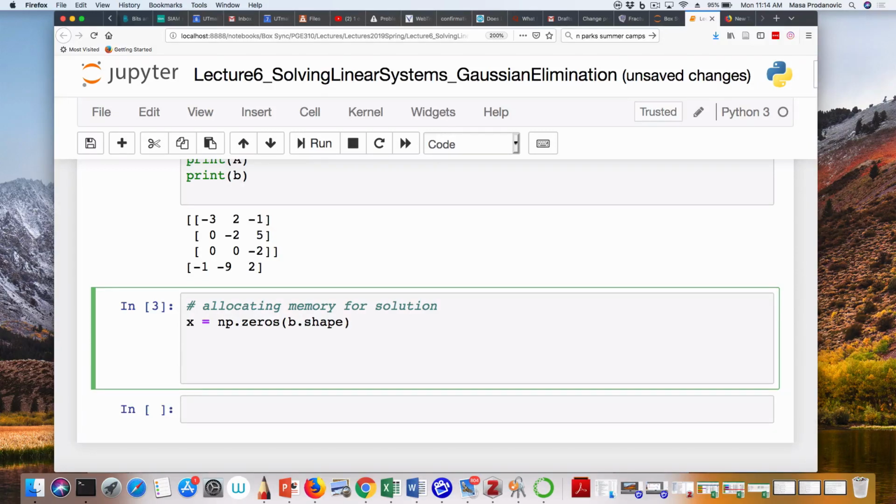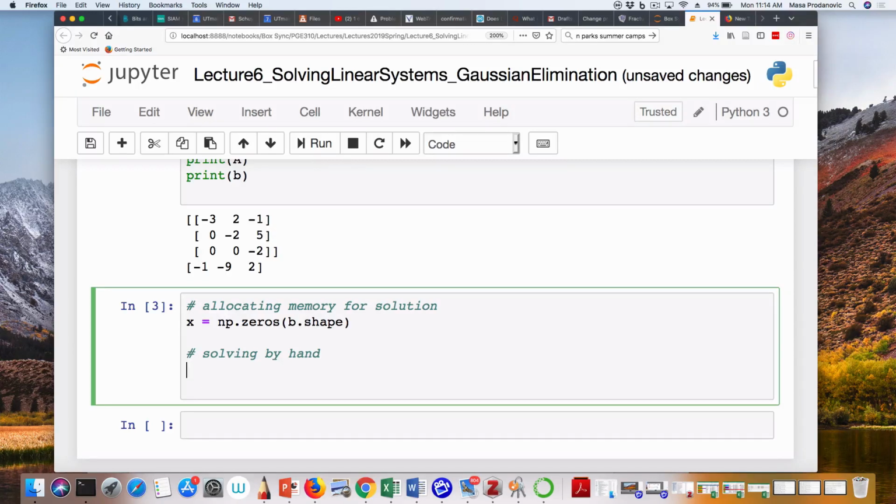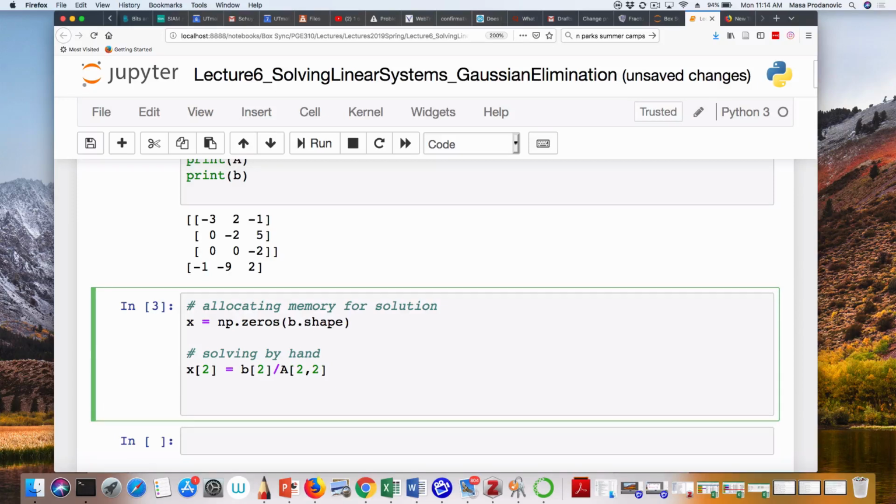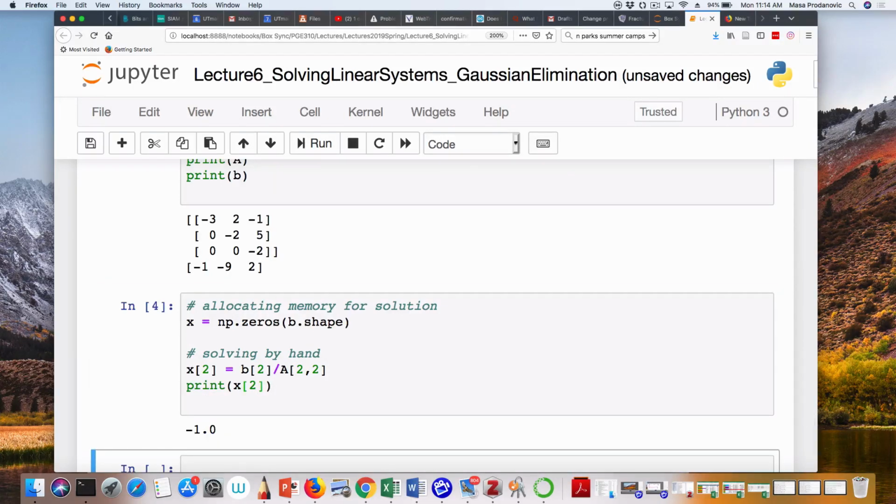So if I were solving this by hand, I would say, okay, I have x0, x1, x2 to find. My last one, x of 2, is b of 2 divided by a of 2, 2. Is that correct? Do we agree? This is my upper triangular matrix. Imagine this B is actually flipped over. Python doesn't really do 1 by 3, 3 by 1 business. It's all one-dimensional arrays. Yes? Okay.